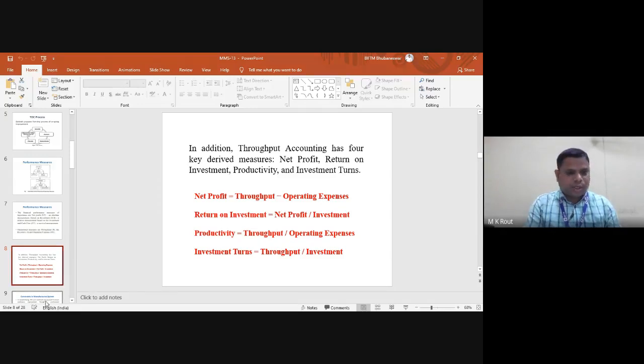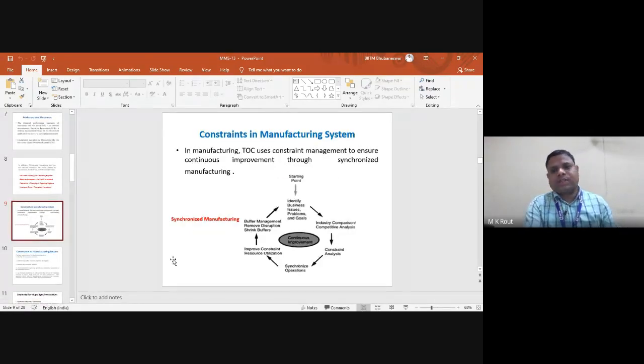Today's topic is constraints in manufacturing. In manufacturing, as you know, raw material is converted into finished product. In the conversion process, there are many constraints. That is why the theory of constraints philosophy is widely used in manufacturing environments. In manufacturing, the theory of constraints uses constraint management to ensure continuous improvement through a synchronized method.